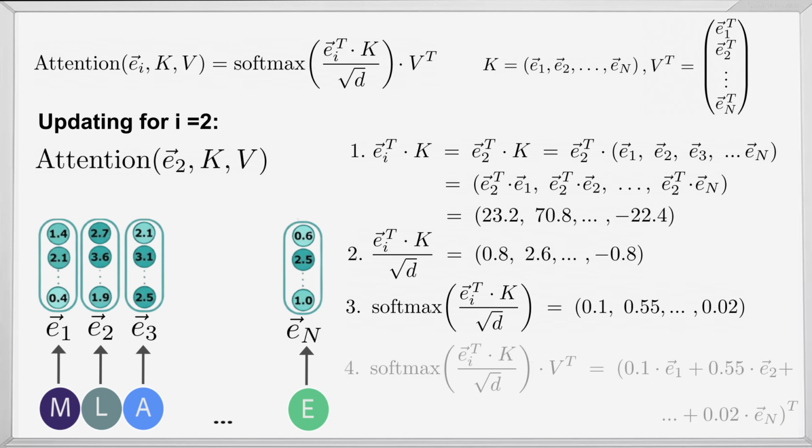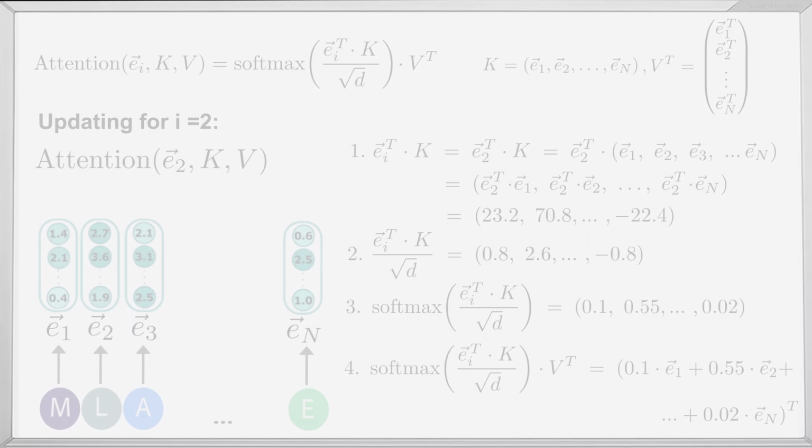Finally, we multiply this row vector by the matrix V transposed, which has in its rows the token representations E1 to En. We can see that this means that we multiply the first entry of our vector, which is equal to 0.1, with vector E1, the second entry, 0.55, with vector E2, and so on. We are calculating a weighted sum of all the vectors E1 to En, and the resulting vector is our new updated representation of the second amino acid.